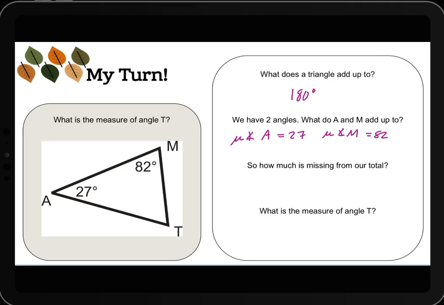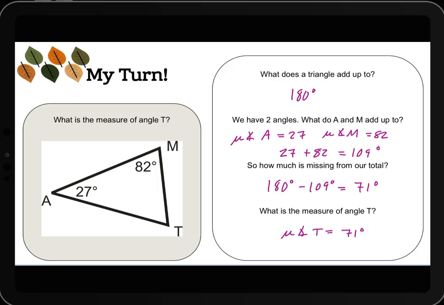So we know that we can take both of those angle values and add them together. 27 plus 82, which is 109 degrees. This is the total sum of all the angles that we know in the triangle. So how much is the missing angle going to be from our total? We know the total is 180, and we can subtract 109 from 180, and we end up with 71 degrees. So the measure of angle T is going to equal 71 degrees.